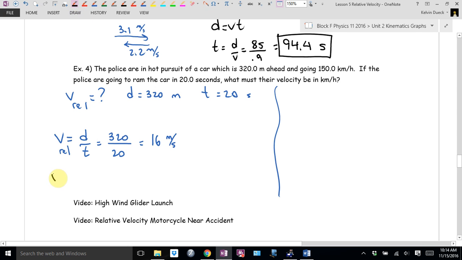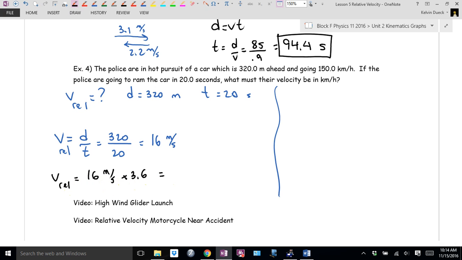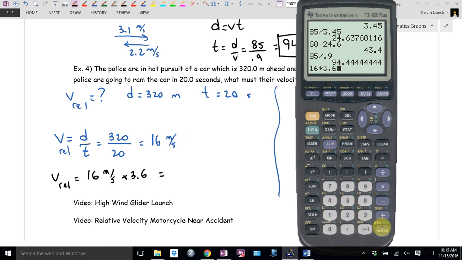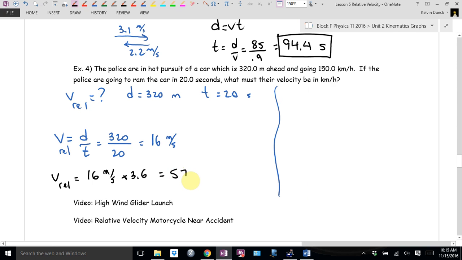Oh, okay. So v rel is going to be 16 meters per second times 3.6. You know what? I think I can do that in my head. 16 times 3 is 48. 16 times 6 is 96, and 48 plus 9.6... I'm wimping out. Good gosh. I should be able to do that in my head. 57.6, is that right? That's how fast the police have to travel if the bad guys are standing still.